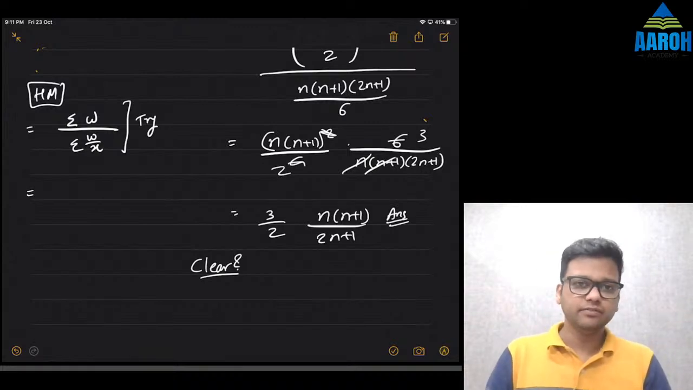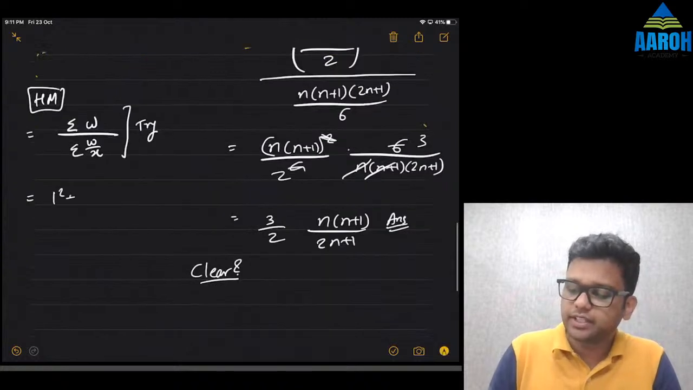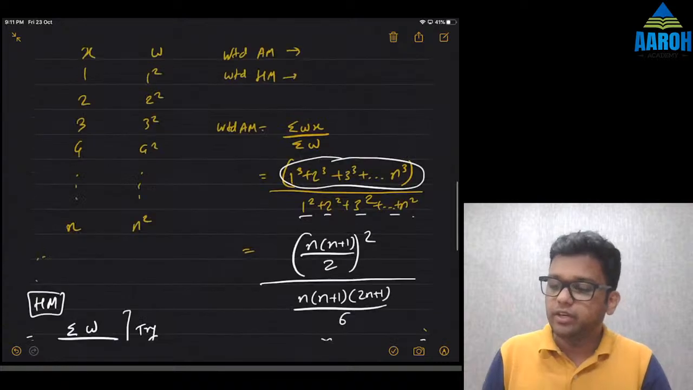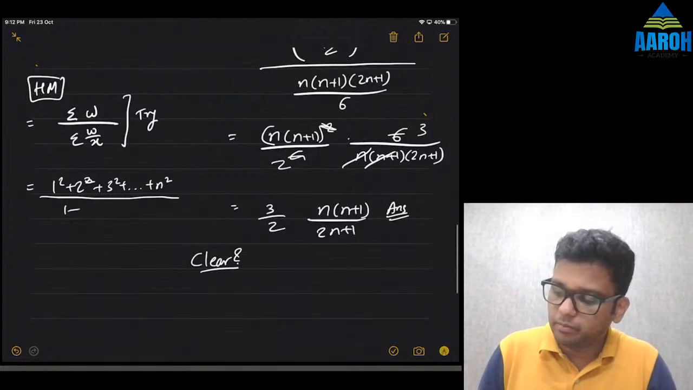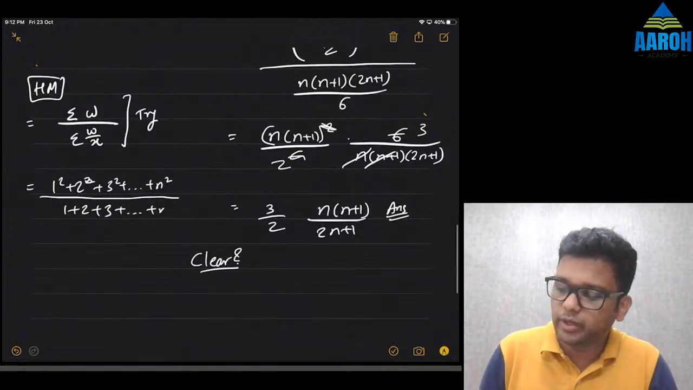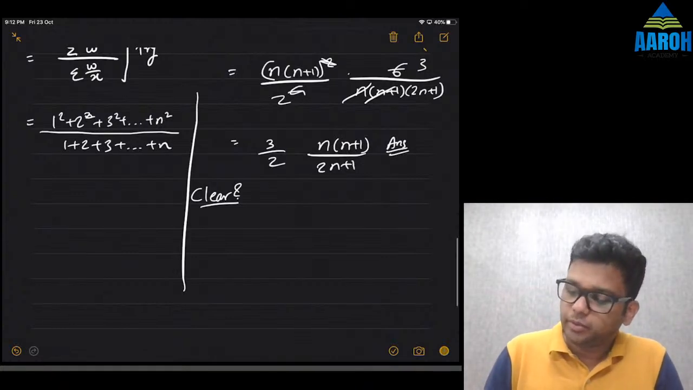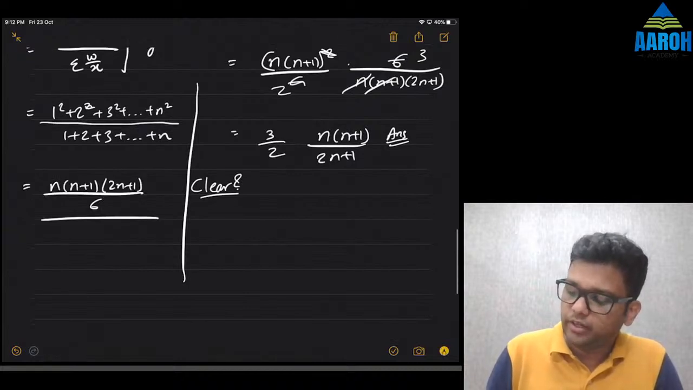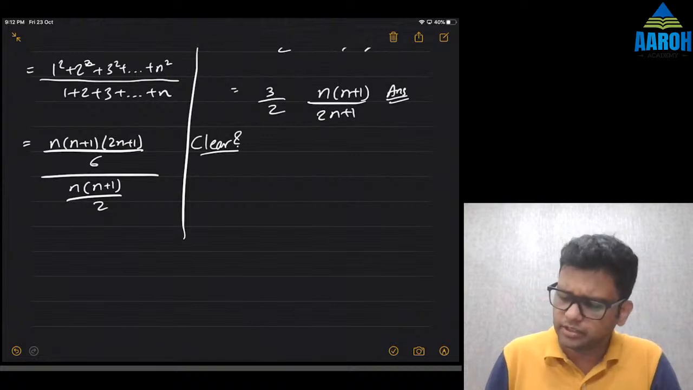Sum of weights. I'll just start solving till then. Sum of weights will be the sum of squares of first n natural numbers, upon weight upon that number: 1 square upon 1 is 1, 2 square upon 2 is 2, 3 square upon 3 is 3. So that is going to be 1 plus 2 plus 3 plus dot dot dot up to n. So it should be n into n plus 1 into 2n plus 1 by 6 upon n into n plus 1 upon 2, the sum of first n natural numbers in the denominator.